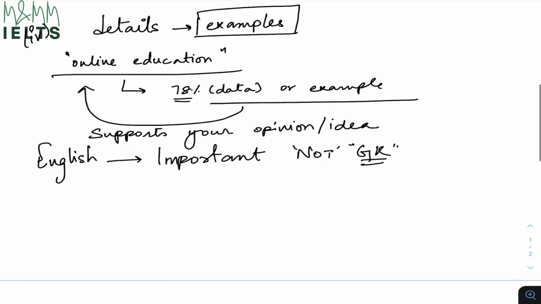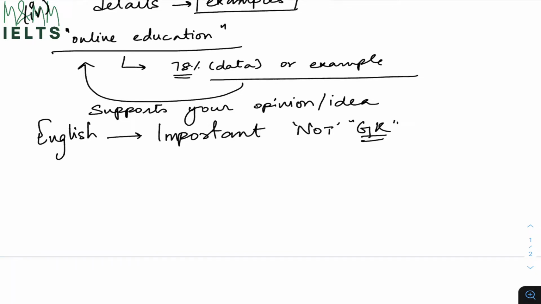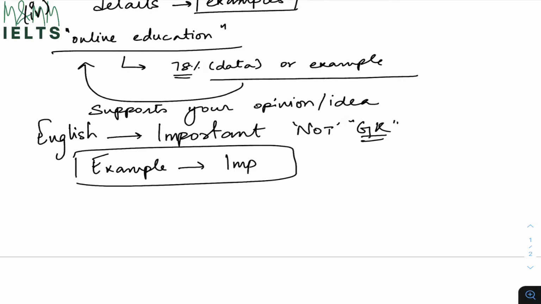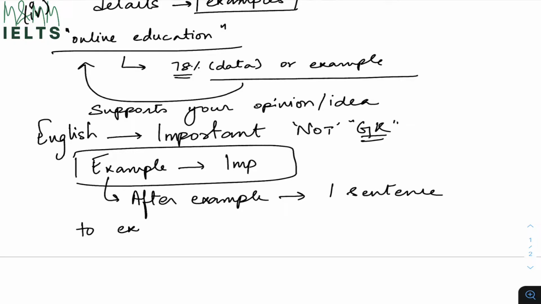All right. So writing an example that supports your opinion or your idea is very, very important. And there should be a detailed explanation of your example as well. After completing your example, you should not leave your paragraph. You should write down at least one sentence that explains your example. Why is this the trend?